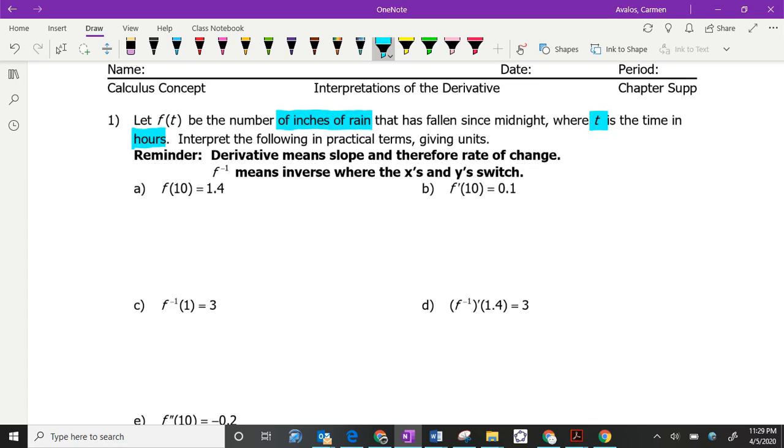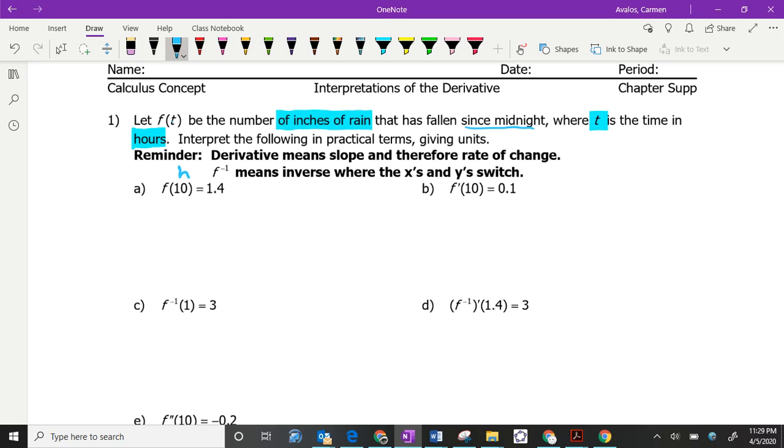So what does this actually mean? This is your t, because it's f of t, and we know that t is time, so this one is telling us hours since midnight. Since midnight, it's been 10 hours, and 10 hours after midnight is 10 a.m. F of t is the number of inches of rain. So this is saying that at 10 a.m., it has rained 1.4 inches.